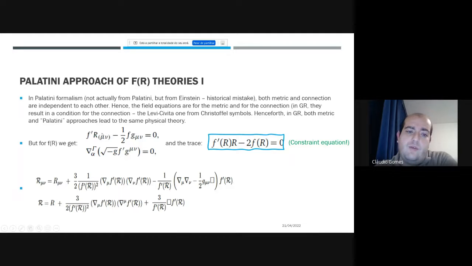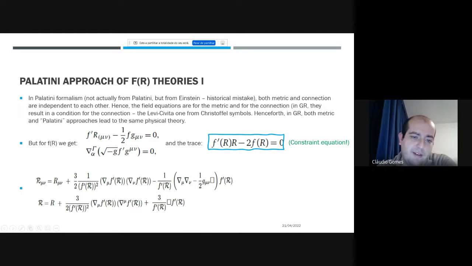So, we vary the action relative to the metric, we get this. Remember that the symmetrization arises because we do not know which connection it is. It could be not symmetric, for instance, if we included torsion, right? And we vary the action relative to the connection, and we get this. The trace of the field equations here is a constraint equation, right? It's not dynamical. So we will see what the main implications of that are.